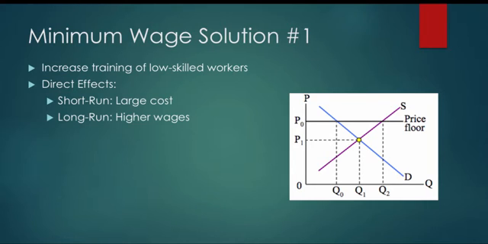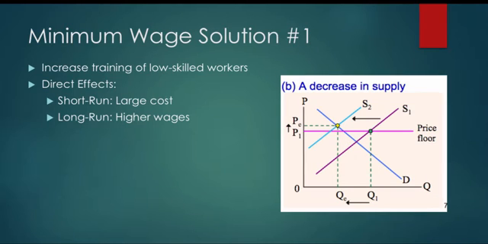So what I would hope to see in this graph from the training of low-skilled workers is that I would see a decrease in the supply of my low-skilled market, and that would increase the wage and maybe closer to the price floor or maybe even above it. So I would be decreasing the surplus of workers.